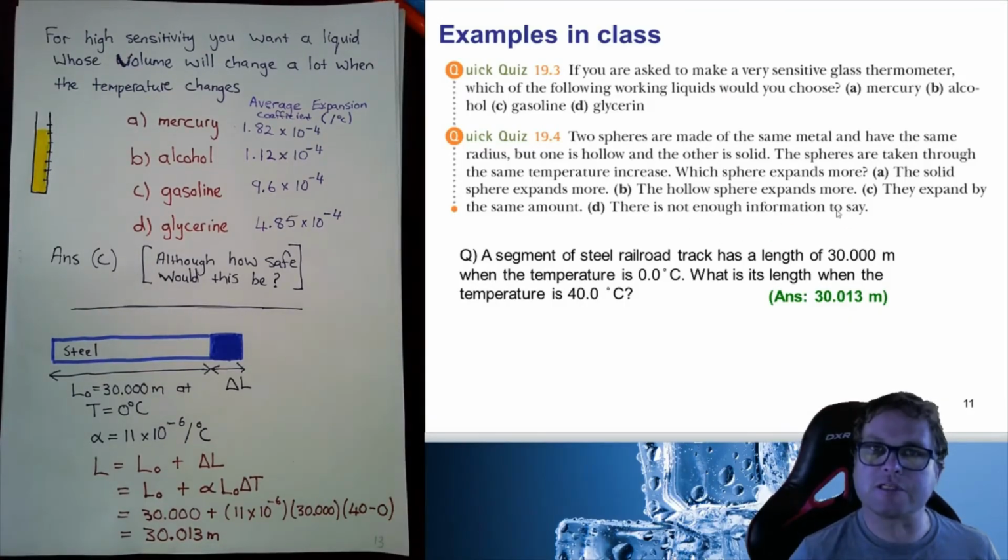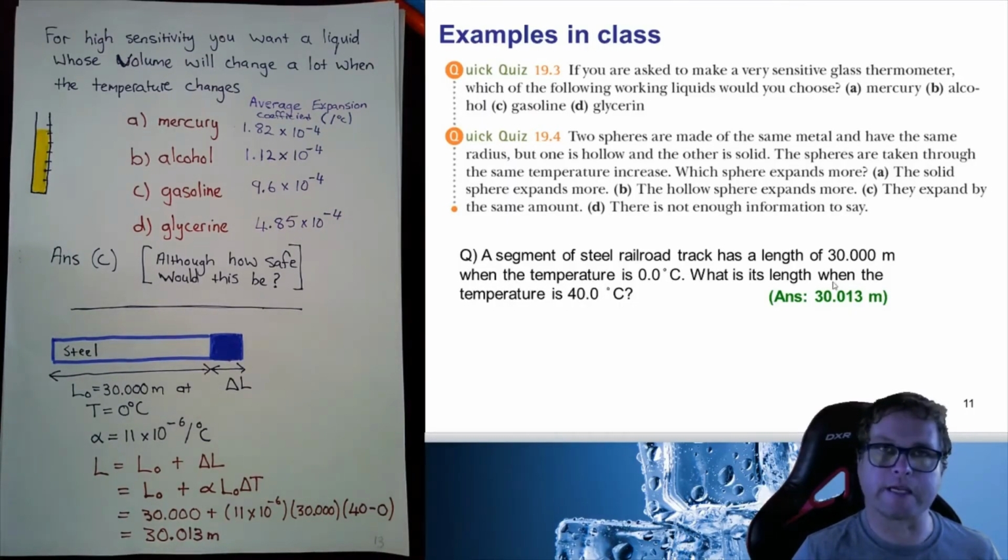The solution to this problem is that in fact both spheres will expand by the same amount, so that's C. And the reason for this is exactly the same as the explanation given for the rings on the previous slide. If you think about it, a hollow sphere is the 3D equivalent of a ring, and the solid sphere would be the 3D equivalent of a complete disk.